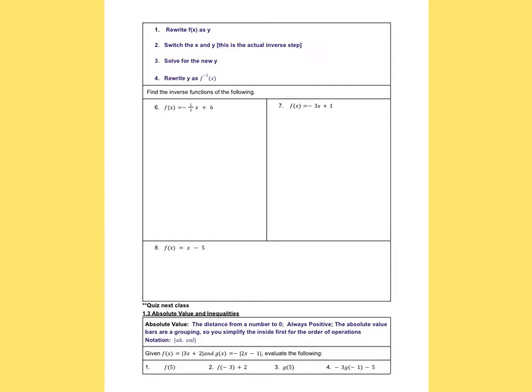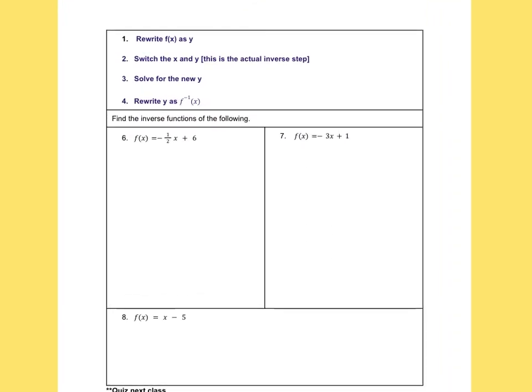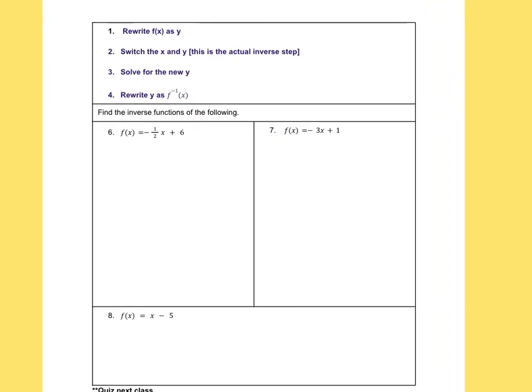Last big thing we've got going is finding the inverses of functions. So we have these 4 steps at the top. The first one is to rewrite f of x as y, then switch the x and the y. This is how you actually get the inverse, okay? Solve for that new y, and then write it in the new notation. So this sounds like a lot. Let me break it down and show you why this really isn't too bad. So first things first is just to rewrite f of x as y. So all I'm doing is just making this f of x into a y.